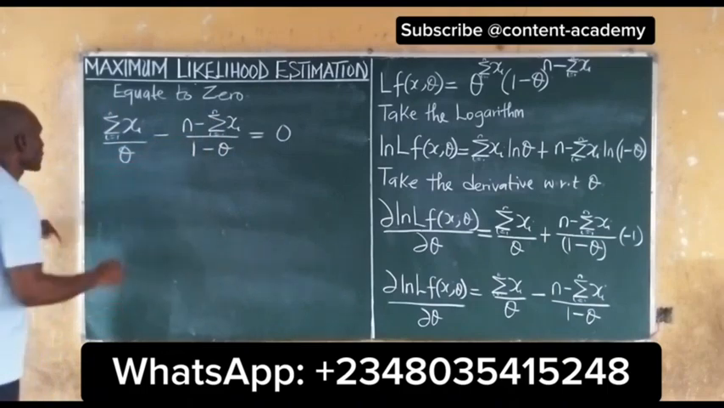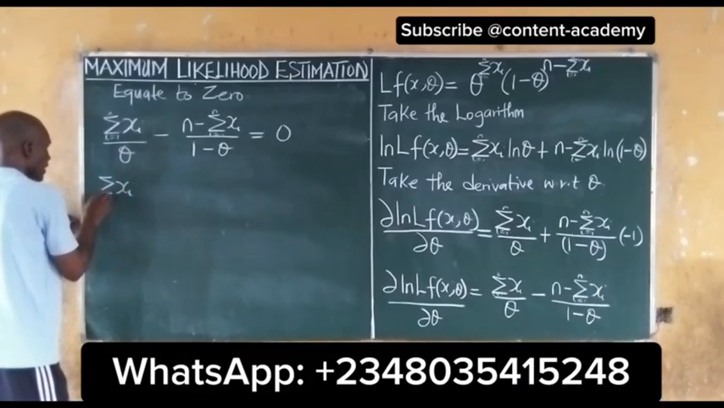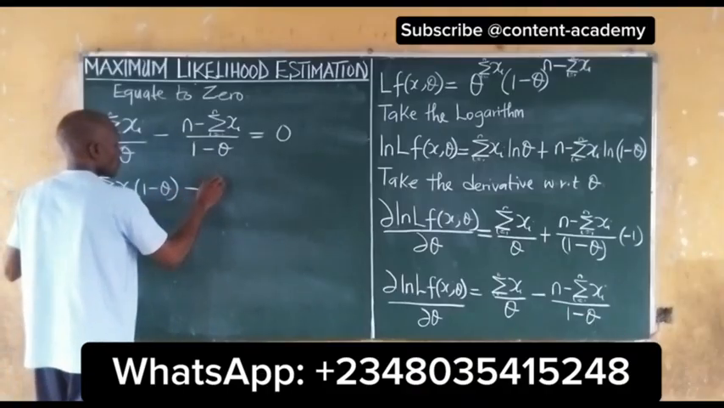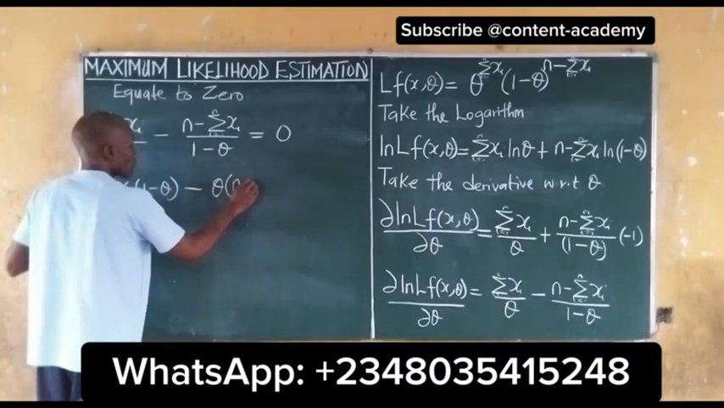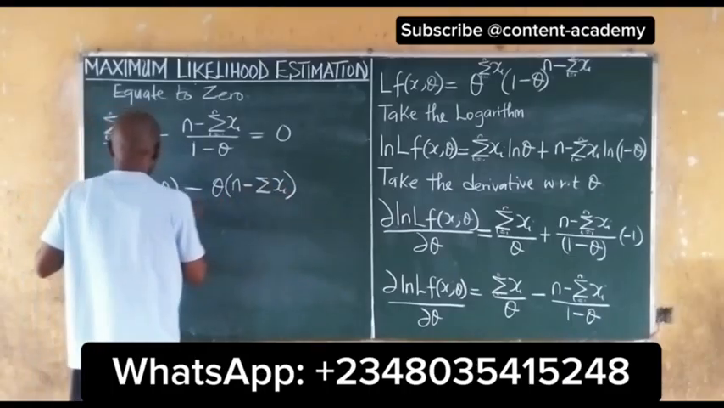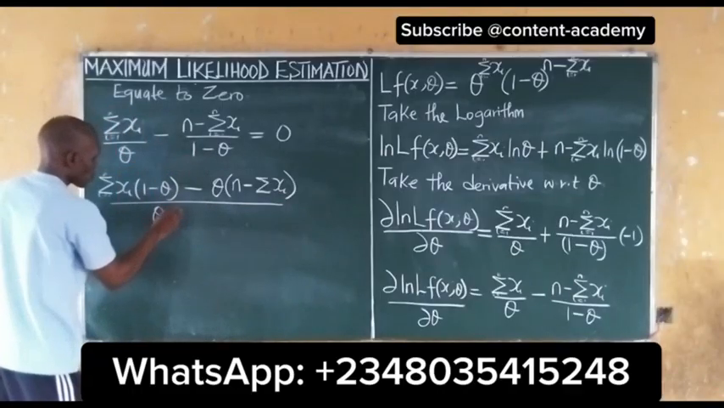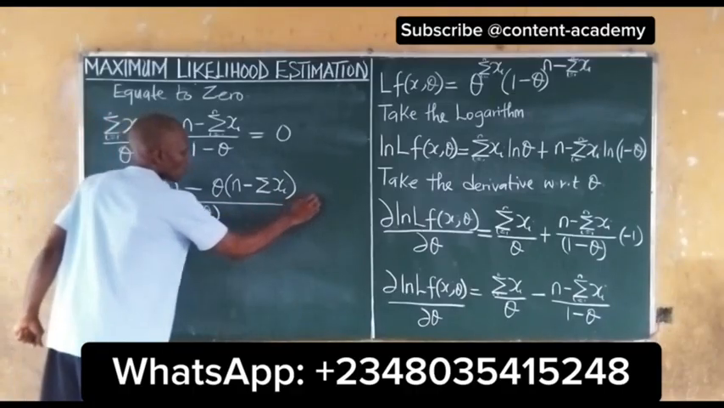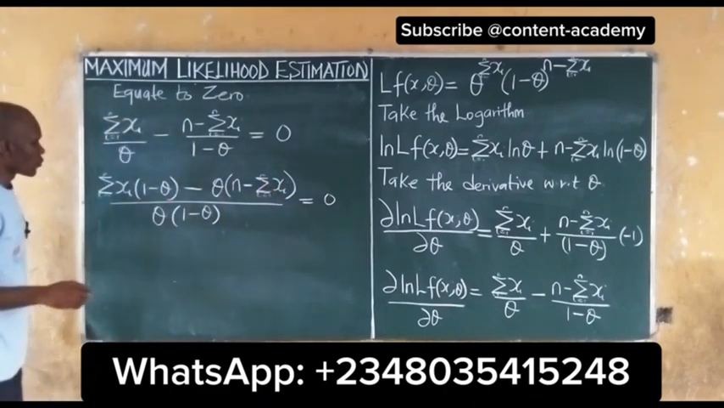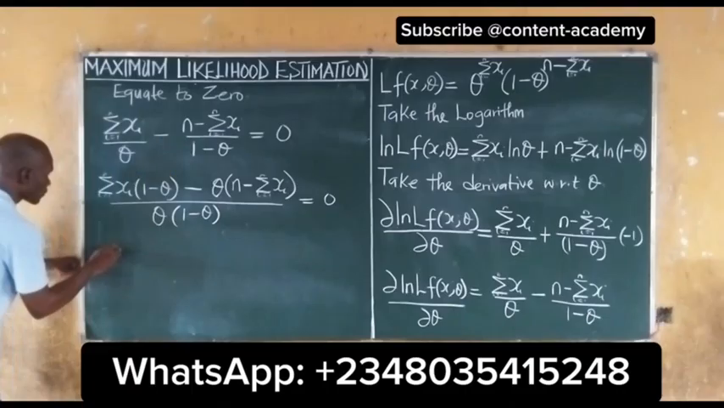We cross multiply. So we have, cross multiplying, summation of xi as i running from 1 to n into 1 minus theta, minus theta into n minus summation of xi, all over, if you take the LCM of this and this, we get theta times 1 minus theta, to be equal to 0. So this is what we get. Of course, if we multiply this to give us 0, we can open the bracket.